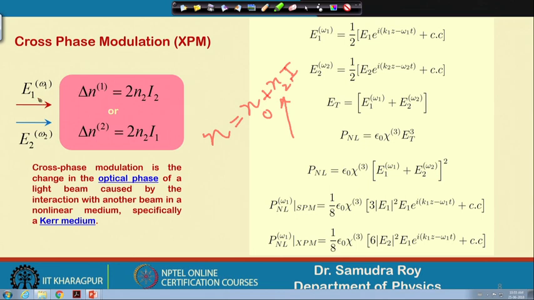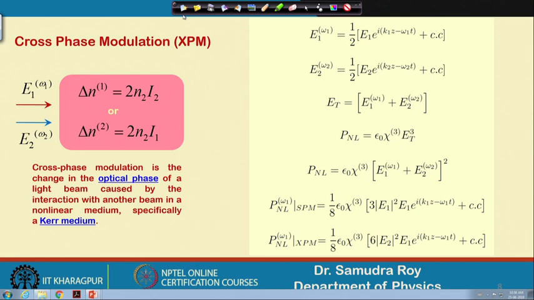So, the E1 wave will see the refractive index, and this change will be caused by the other wave, and it is vice versa. For the other wave, E2, the refractive index n2 will also change, and the reason is the other wave, the fundamental wave, I1. That is why it is called cross phase modulation. The phase modulation is still there, but it is crossing over. So, we are basically manipulating light by another light.